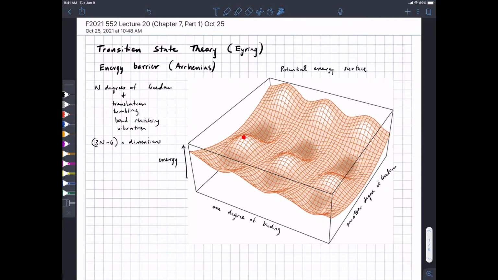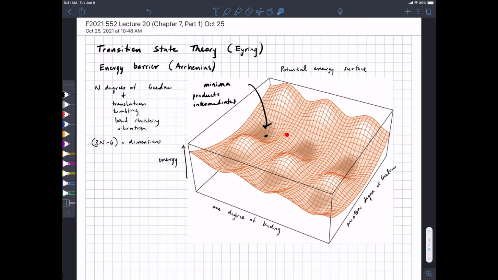We have high points, peaks, and those are almost never traversed. Okay, we have low points, which are energy minima, and these energy minima can be either products or starting materials, or they can be intermediates. And the change in free energy for a reaction is just going to be the difference in free energy between those minima.